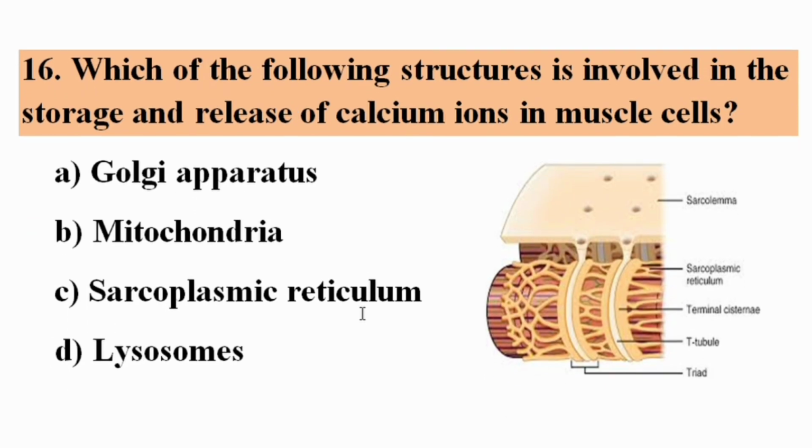Which of the following structures is involved in the storage and release of calcium ions in muscle cells? The right option is Charlie. Sarcoplasmic reticulum.